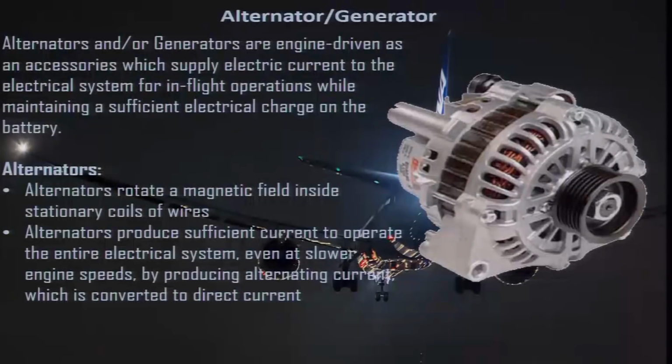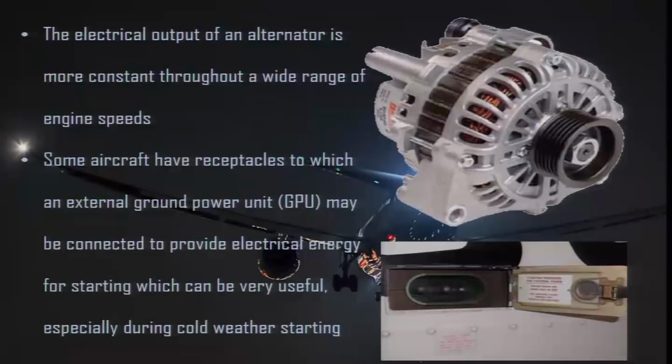Alternators rotate a magnetic field inside the stationary coils of wires. Alternators produce sufficient current to operate the entire electrical system even at slower engine speeds by producing alternating current, which is converted to direct current. The electrical output of an alternator is more constant throughout a wide range of engine speeds.